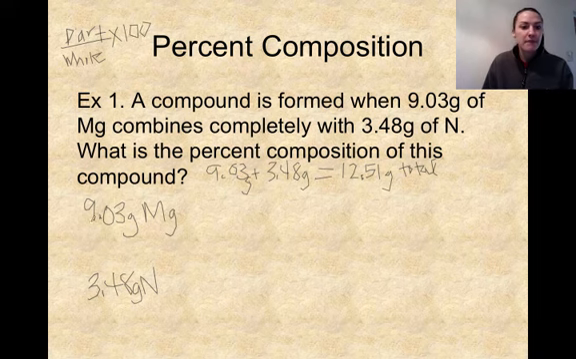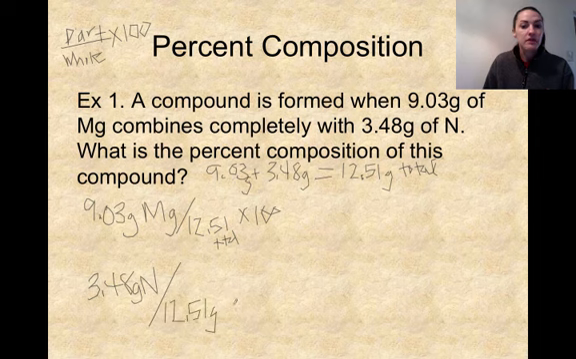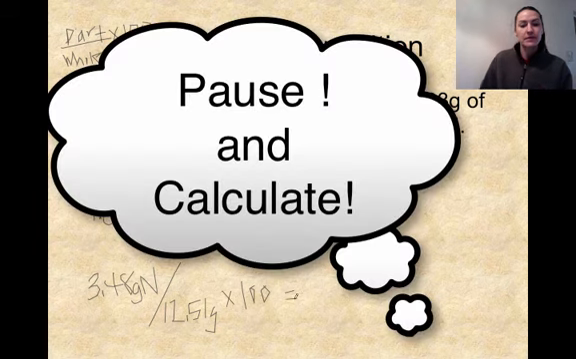So right here, I've got the mass of just my magnesium. Let's divide it by my total mass, and then multiply by 100. Okay, same thing here. Nitrogen, the mass of your nitrogen divided by the total mass of your compound, grams, times 100. What does that equal? All right, so take a minute and do those calculations.